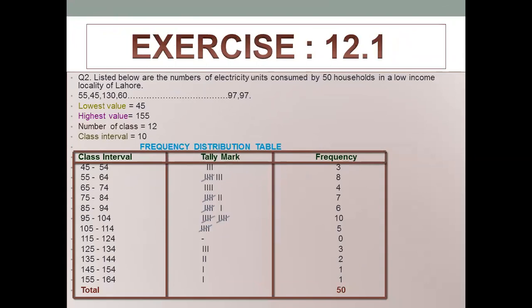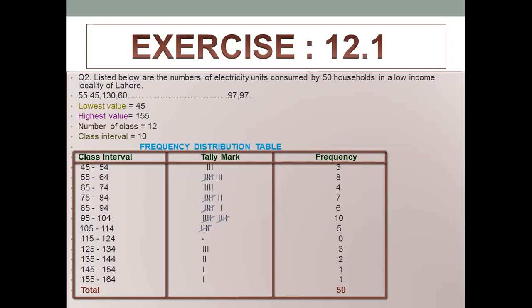Listed below are the numbers of electricity units consumed by 50 households. It means that 50 numbers are given to you in the question. Households in a low-income group locality of Lahore, with 12 classes. They mention that you will make 12 classes of equal width of 10. Width, size of the class, height of the class interval, they all are the same. Width given is 10. Construct a frequency table for the electricity units consumed.